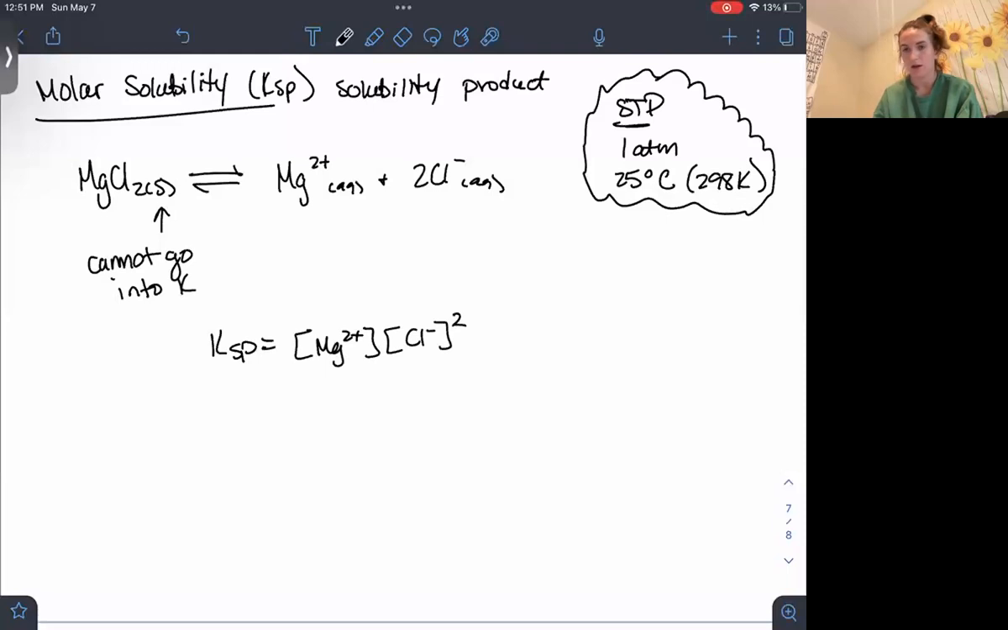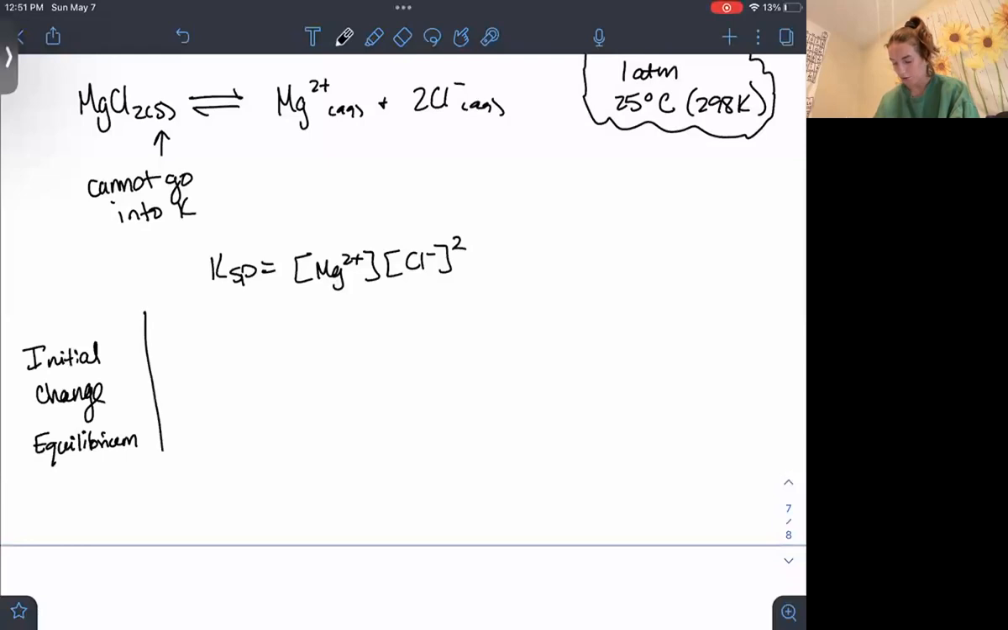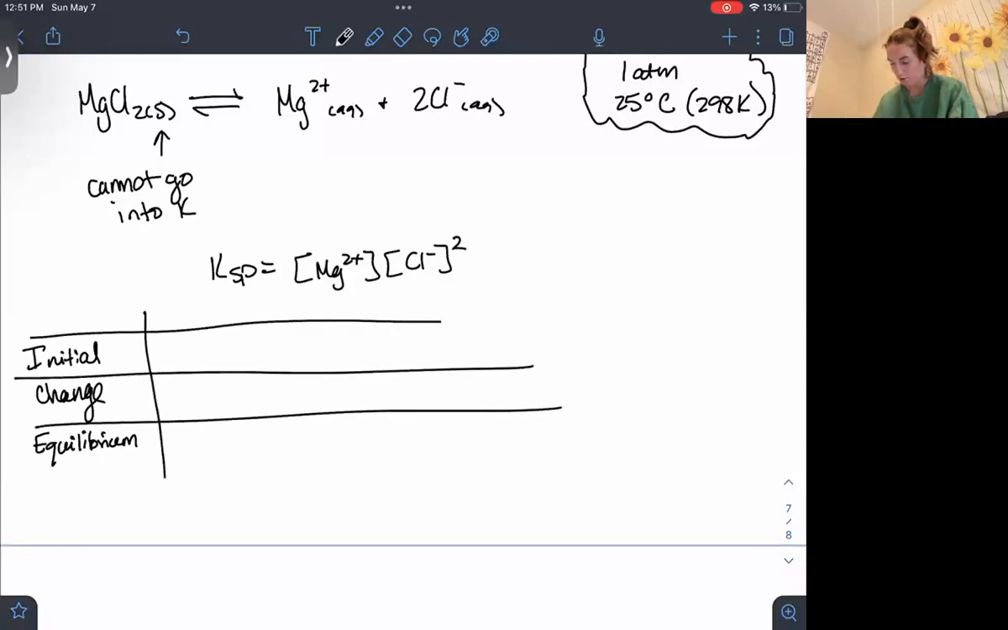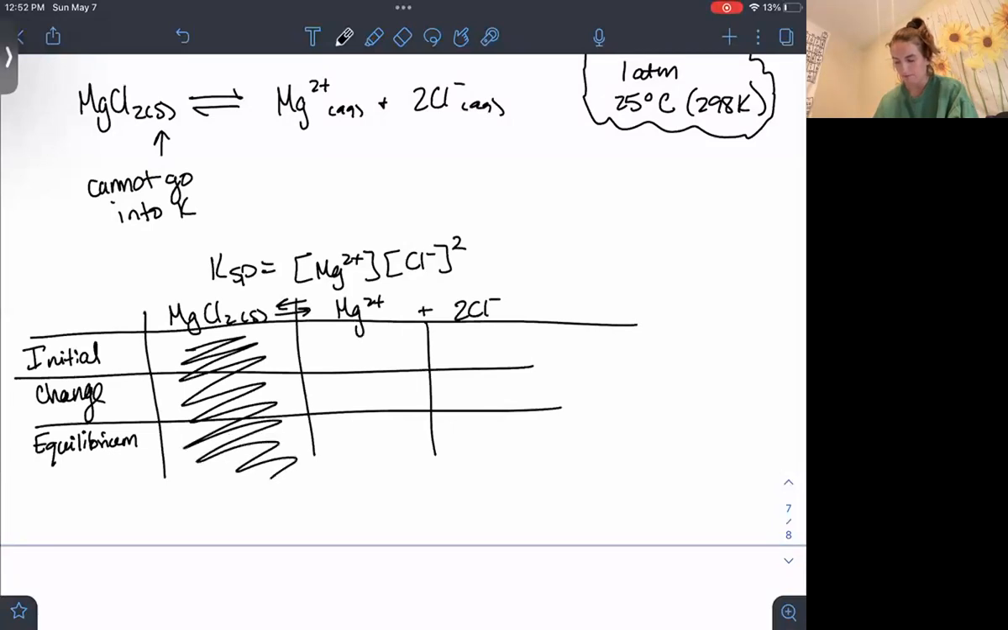Okay. You can find your solubility product based off of X in an ice table. So when we look at an ice table, we have our initial, our change, and then our equilibrium. And this is where some of your homework problems come from. So we have just your reaction. You have magnesium chloride, and we have magnesium 2 plus and 2Cl minus. Solid does not matter, so we don't even care about it.